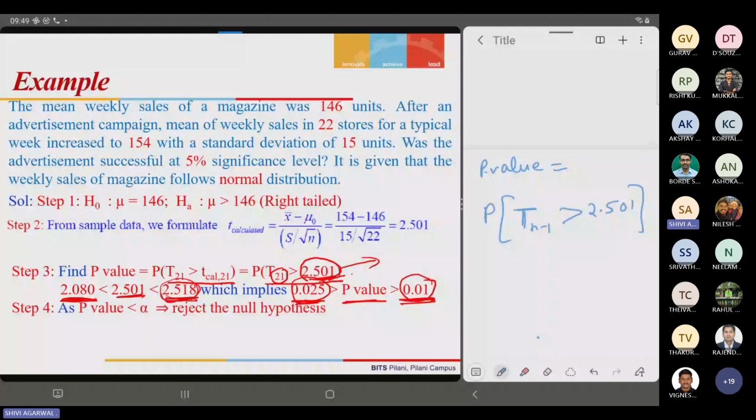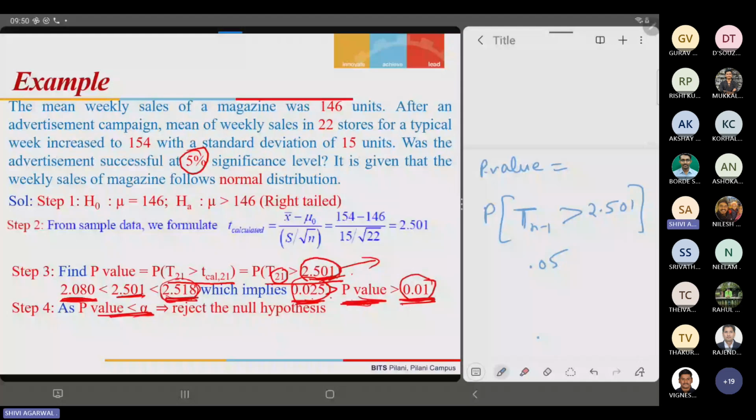Okay. So from that we can say the p value is less than 0.025. ठीक है ना? And it is less than 0.05, and we are comparing with 0.05. So definitely the p value is less than alpha. So we reject the null hypothesis.